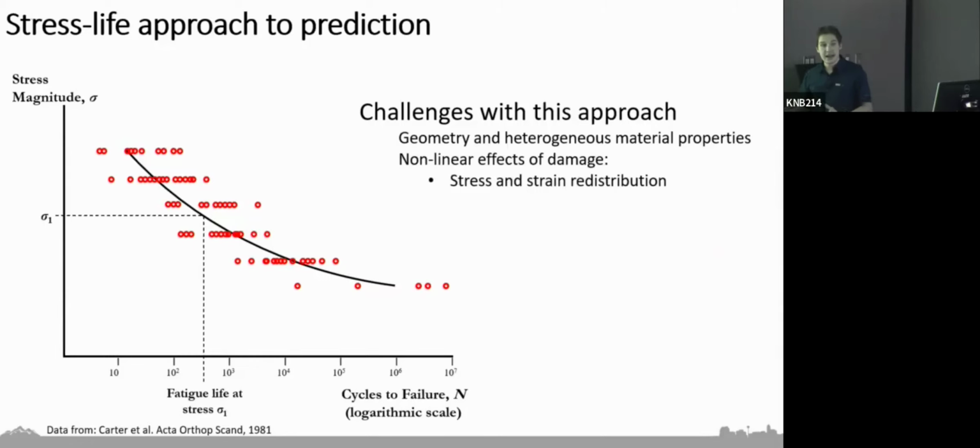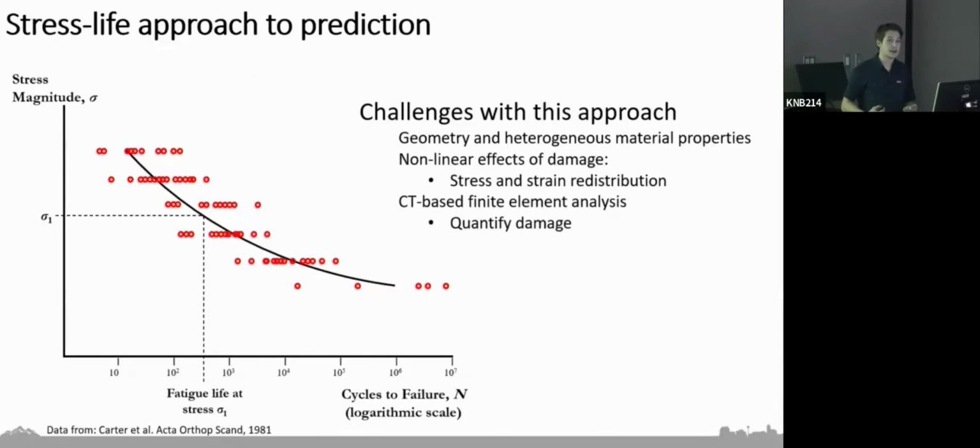So again, we get this damage that affects the material properties. And so with each loading cycle, material properties degrade, and then the stress and strain redistribute across that whole volume of bone. And so what we've done is we've implemented this CT-based finite element analysis to address these two problems. And of course, we have to have a way to quantify this damage.